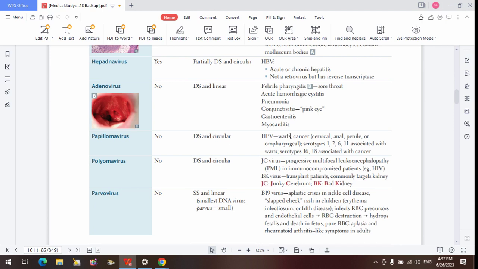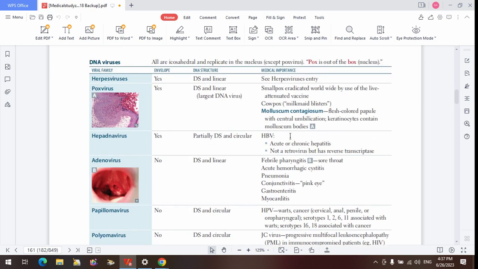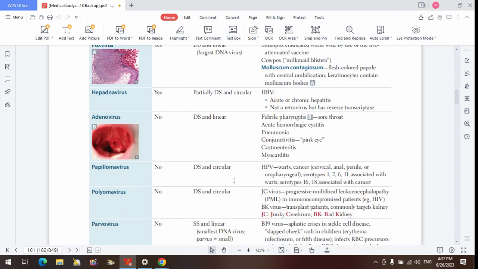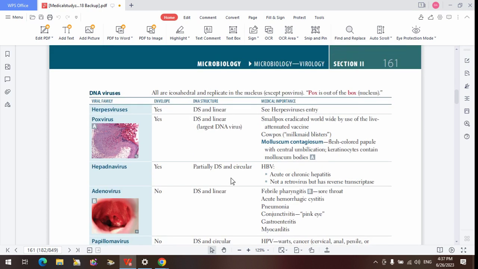So you just marry the three that are circular. What are the three? Polyoma, papilloma, and the partner. Those three are the circular ones. We've talked about the enveloped ones: the partner, herpes, and the pox. The circular ones are papilloma, polyoma, and the partner. So the other ones are linear. That is all.